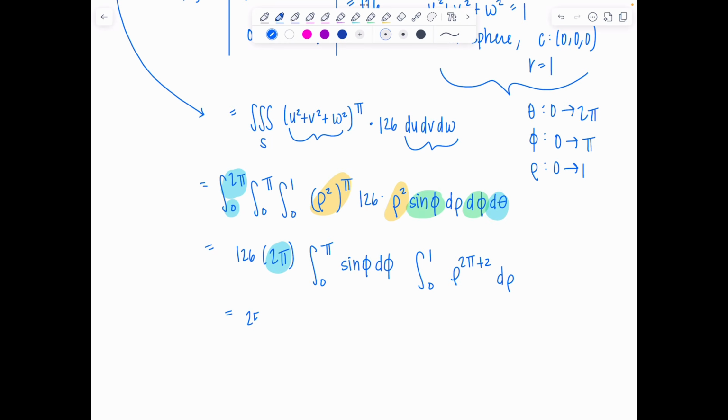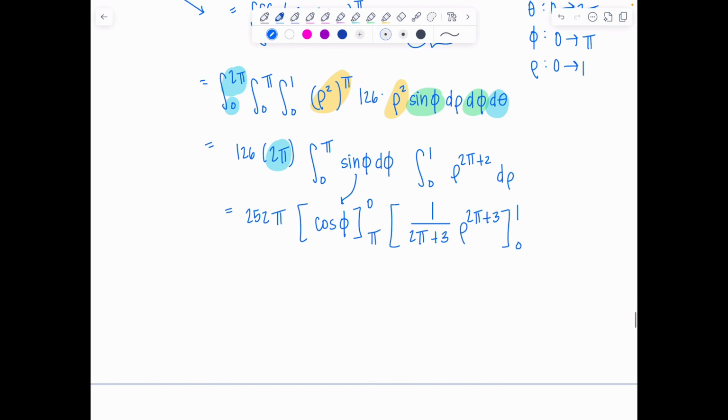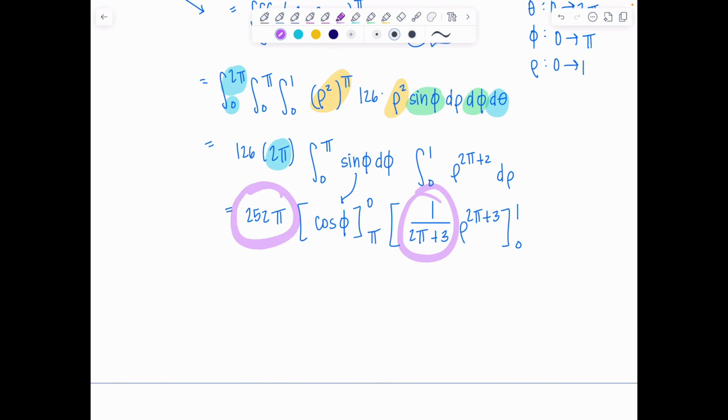Good. 252 pi times the antiderivative of sine phi, which would be negative cosine phi, but lately I'm not into the negatives. I just make it positive and I switch the limits. It makes me happier. And then the antiderivative of rho to the 2 pi plus 2, well, you would add 1 to the exponent, making it 2 pi plus 3, and divide by that new exponent from 0 to 1. Okay. This is a constant. This is a constant. This is going to be what? Cosine of 0 minus cosine of pi. 1 minus negative 1. That's going to give me a 2.